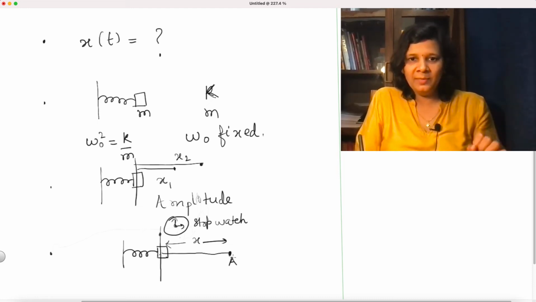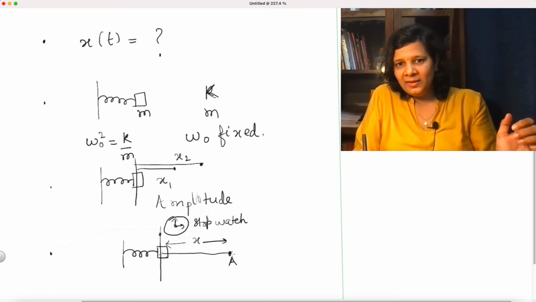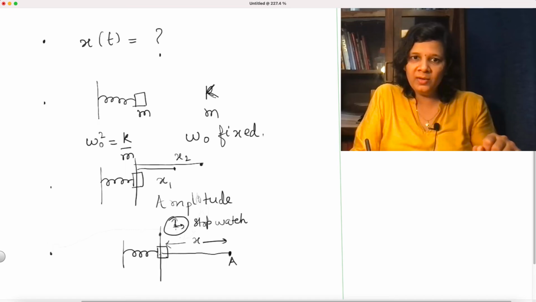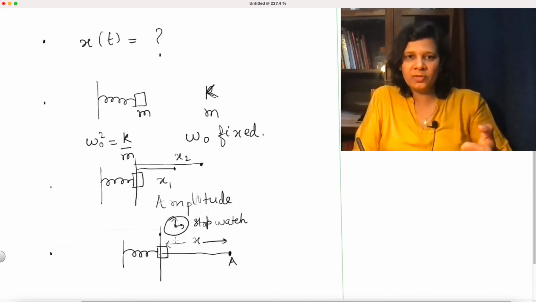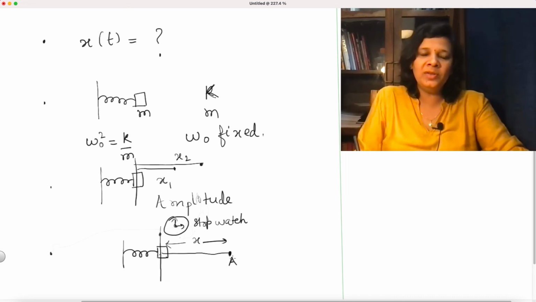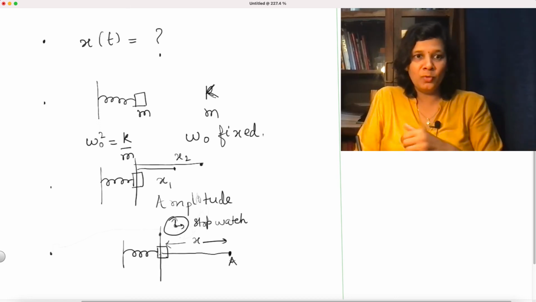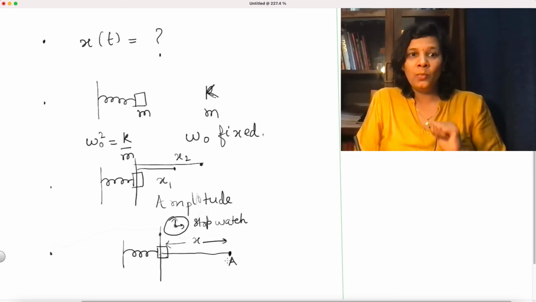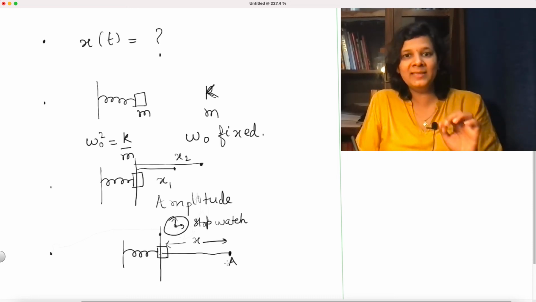Now, for example, it is in your hands that you are holding the mass here at position A, and your friend starts the stopwatch at time t equal to 0, but you do not leave. When 2 seconds have passed, then you leave it. That is also in your hands. So now there will be a difference. The motion will be the same, but there will be some difference from the previous situation. This difference is called the phase.